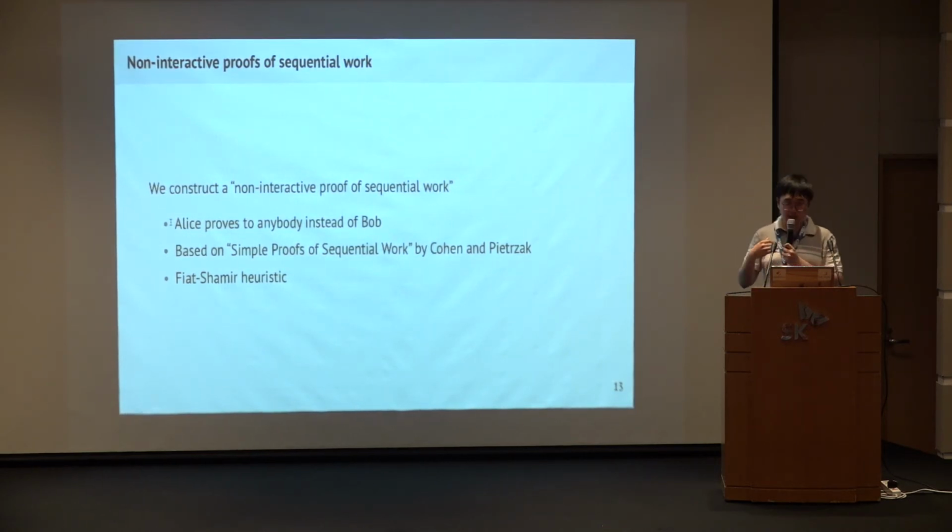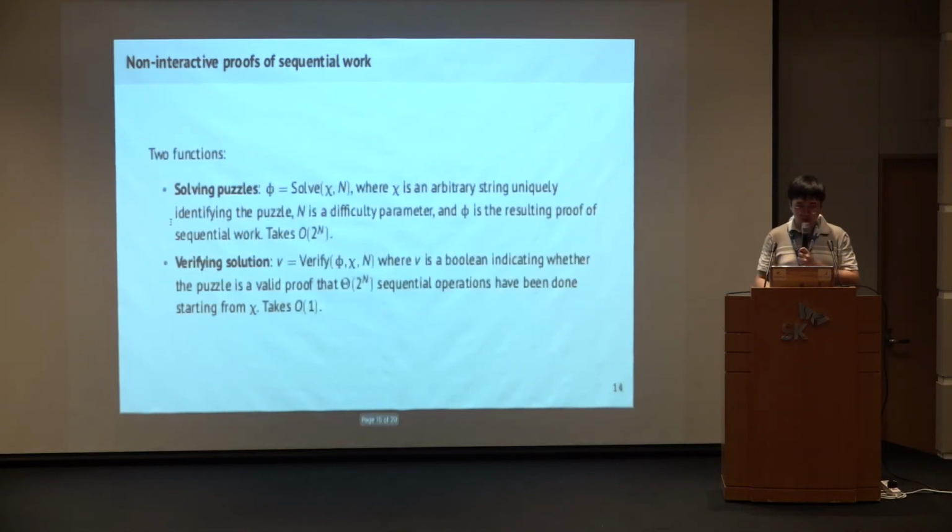We can actually construct a non-interactive proof of sequential work from related work. The existing work has a lot of interactive proofs of sequential work. We use simple proofs of sequential work by Cohen and Pietrzak, and we transform it using the well-known Fiat-Shamir heuristic, which transforms any interactive proof protocol to a non-interactive proof protocol, to make a protocol where Alice can prove to anybody instead of just Bob that she did sequential work.